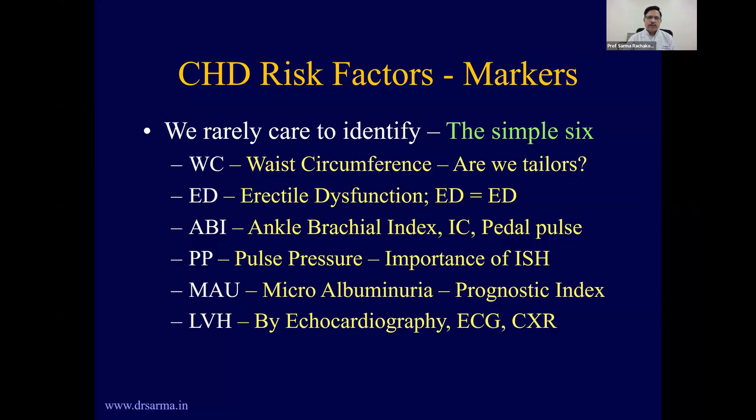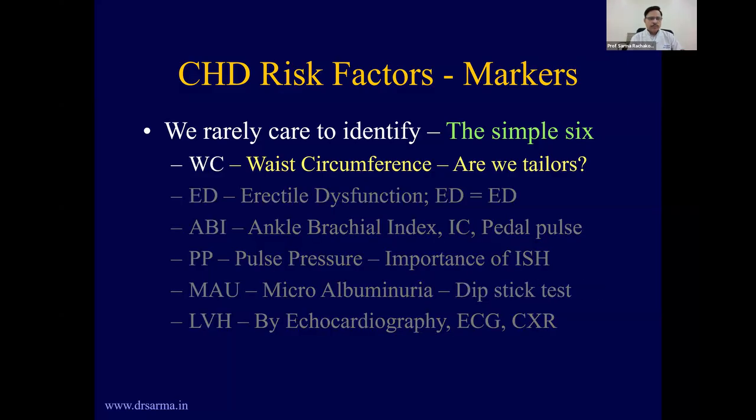So every patient of cardiometabolic disease, waist circumference, questioning for erectile dysfunction, and in women, lack of libido, and then PCOD is equivalent to erectile dysfunction in women, ABI, ankle brachial index, and intermittent claudication, and weak pedal pulses, increase in the pulse pressure, isolated systolic hypertension. Microalbuminuria must be measured as a prognostic index, and LVH must be documented with echocardiography in all cases of cardiometabolic risk. Okay, now each one we have to think.